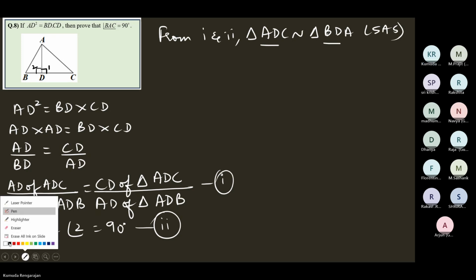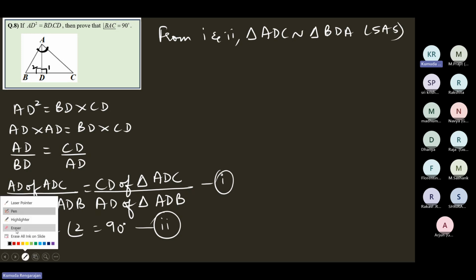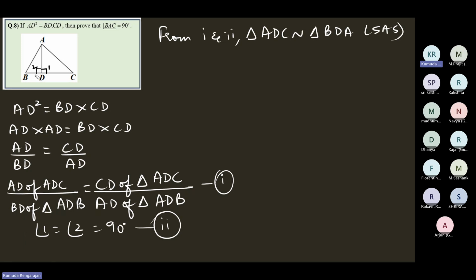Now, look at the figure. We'll have to prove that this angle is 90 degrees, children. We'll have to prove that this is 90. I shouldn't say smart work, but you need to think differently here. To prove that this one is 90 degrees, we'll take up some other two angles which add up to 90.